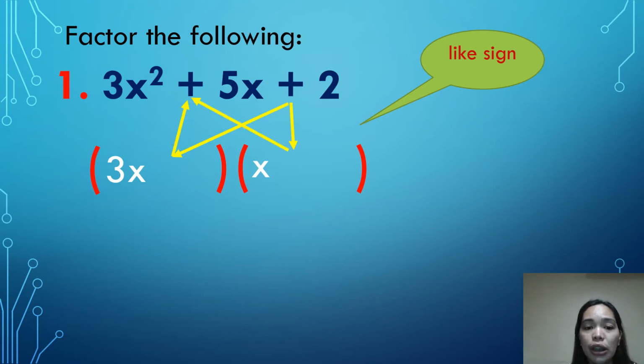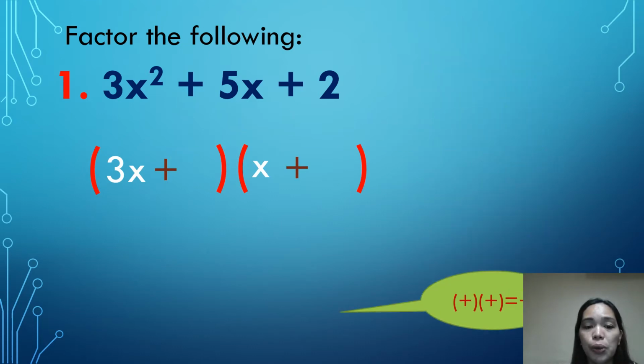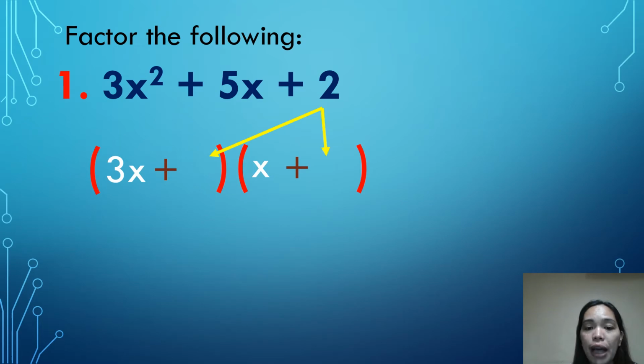So we will consider the middle term. Since the middle term is positive, we will be using both positive because positive times positive is equal to positive. Now get the factors of 2 and we have 2 times 1. So this is our first trial.